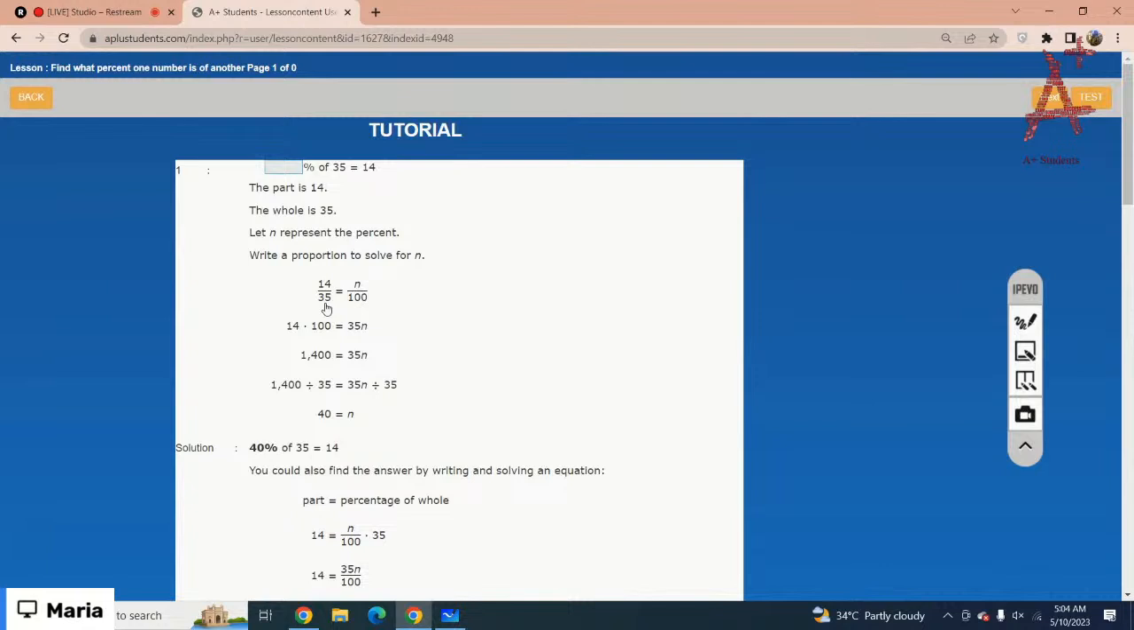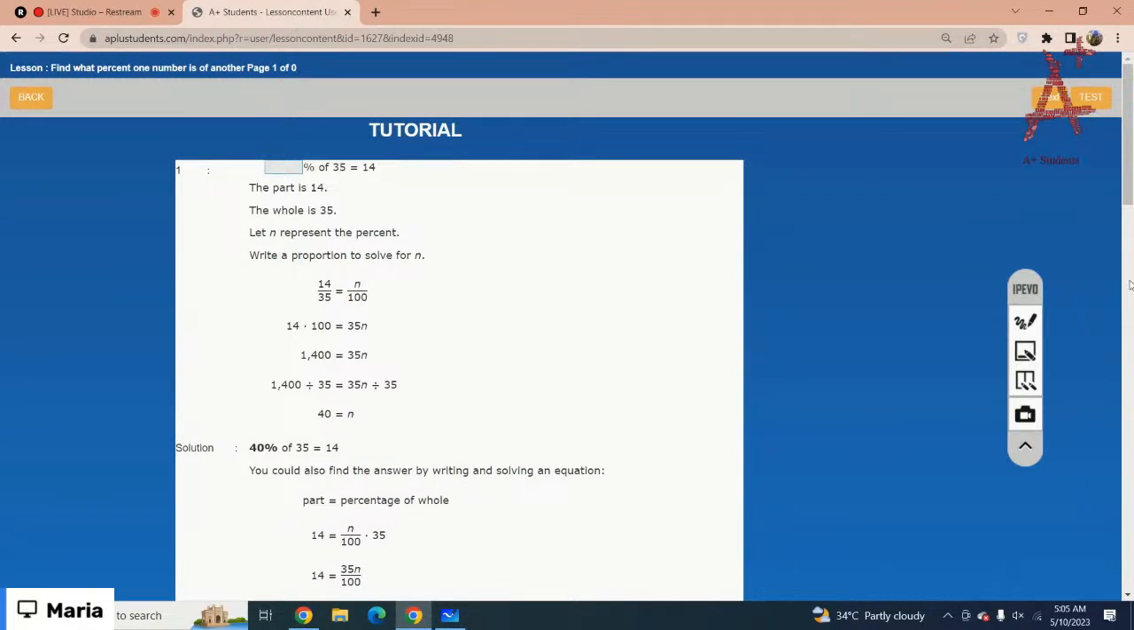You need to form a proportion. It would be n divided by 100, that equals part divided by whole. So n divided by 100, and the part is 14, so it would be 14 divided by 35. You have to solve this proportion for n. You need to do 14 times 100 divided by 35. So 14 times 100 is 1400 and divided by 35 equals 40. So n equals 40.